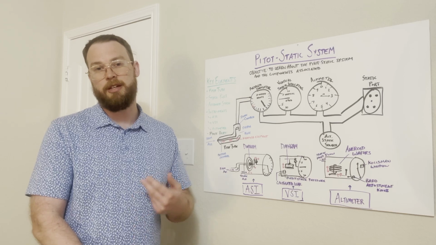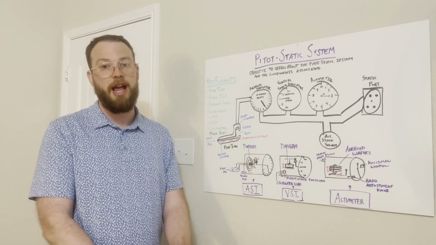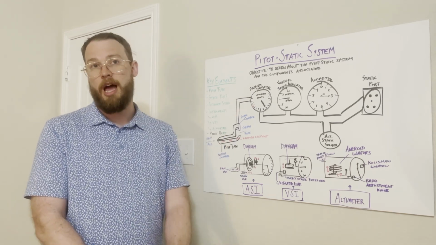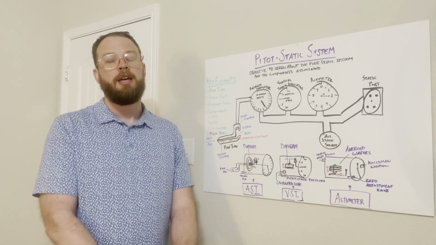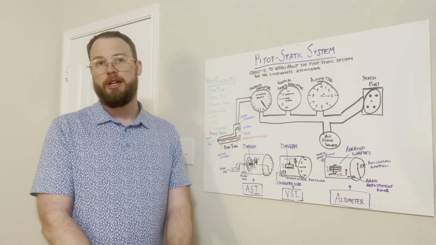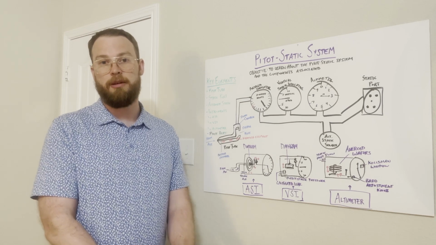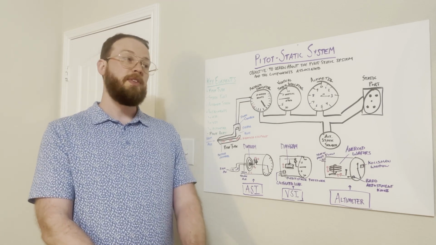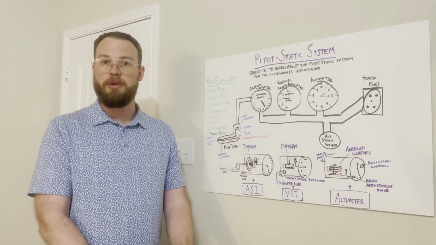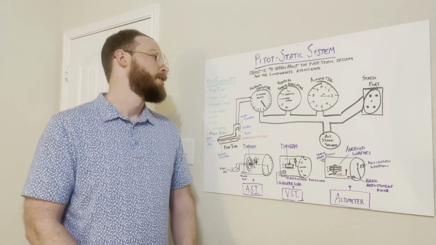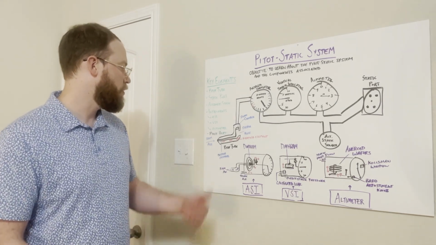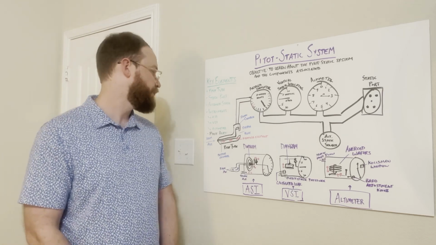We're also going to talk about several different instruments, the airspeed indicator, ASI for short. We're going to talk about the vertical speed indicator, the VSI. And then we're going to talk about the altimeter as well. And then we're also going to talk about pitot heat, and then some errors that are associated with these instruments and some preventative measures as well towards the end. So jumping right in, we're going to talk about the pitot tube first.